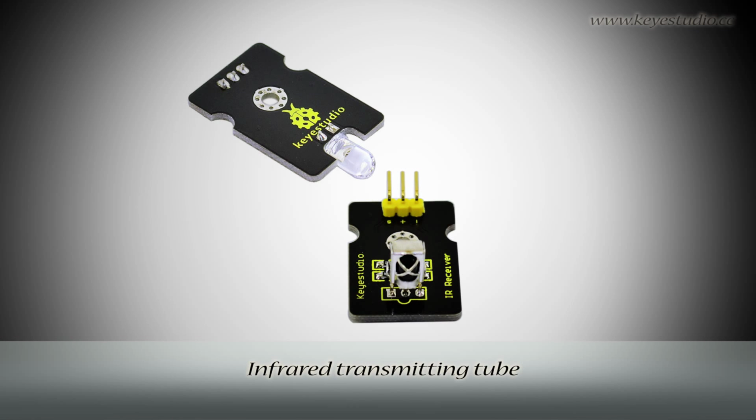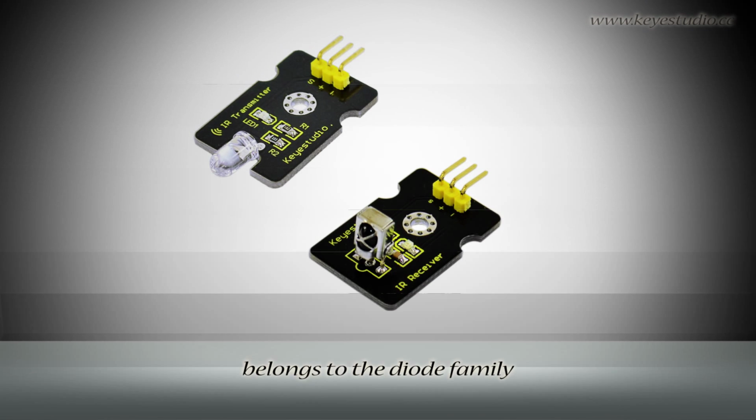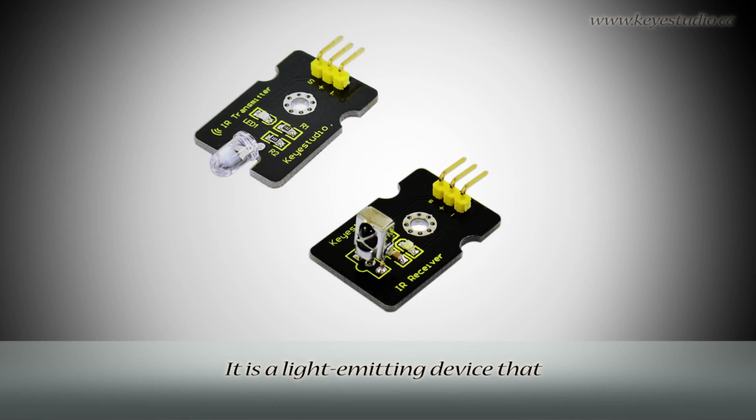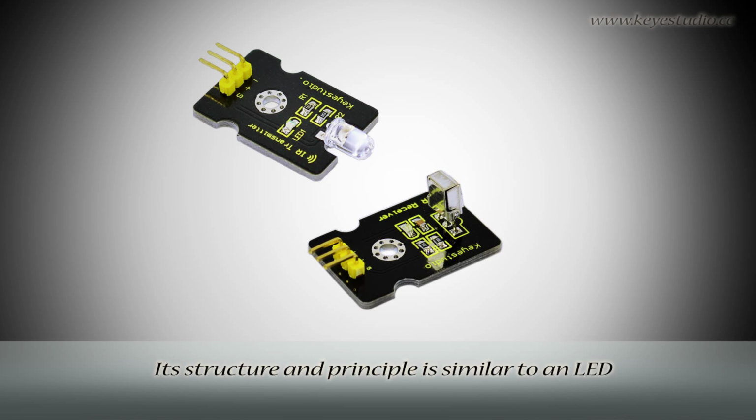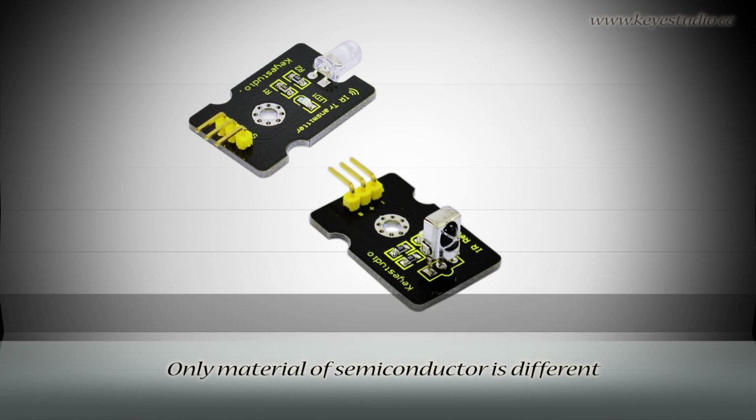Infrared transmitting tube, also known as infrared emitting diode, belongs to the diode family. It is a light emitting device that can directly convert electrical energy to near infrared light and emit. Its structure and principle is similar to an LED. Only the semiconductor material is different.